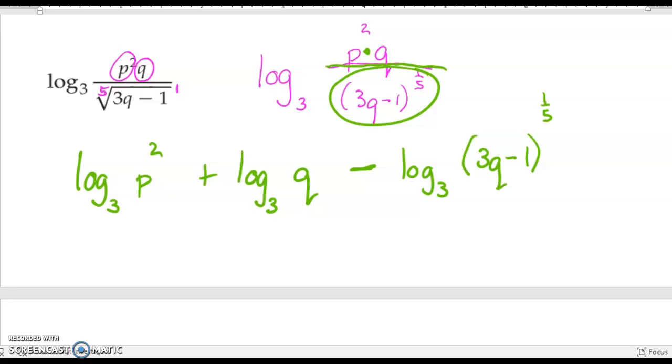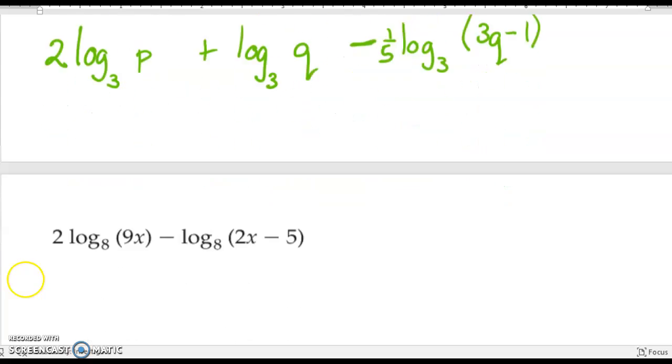One more small step. We're going to move the 2 in front of the word log, and we're going to move the 1/5 in front of the word log. So our final answer, completely expanded, is 2 log base 3 of p plus log base 3 of q plus 1/5 log base 3 of 3q minus 1, and done. Okay, moving on to the next.